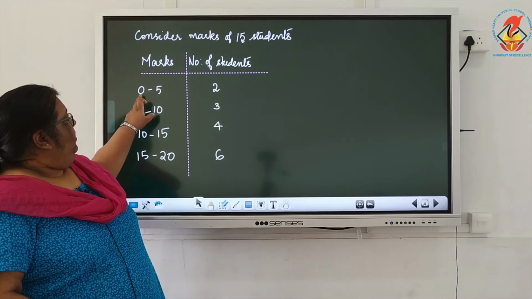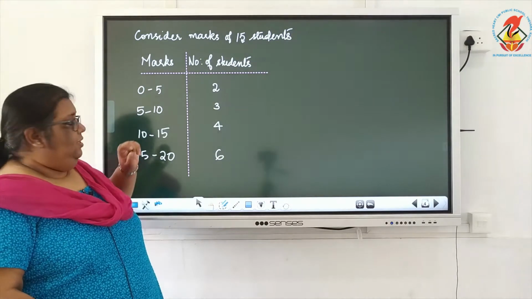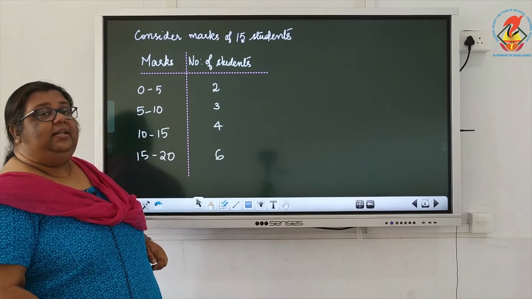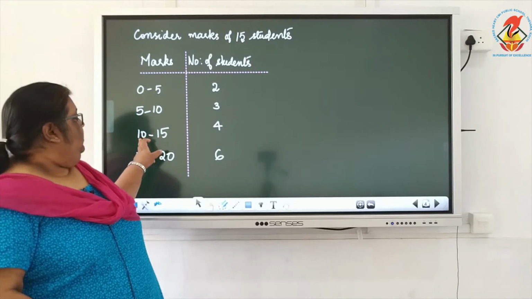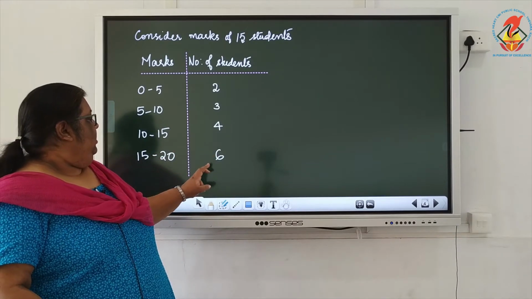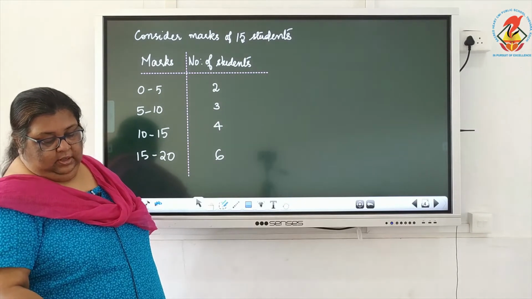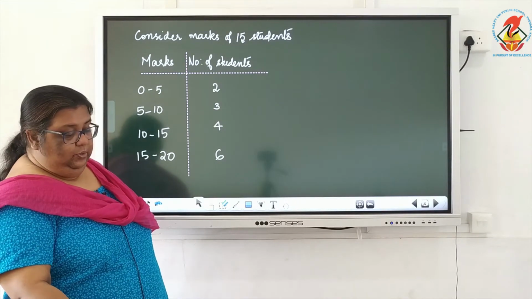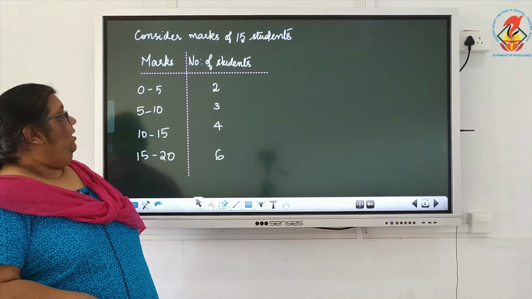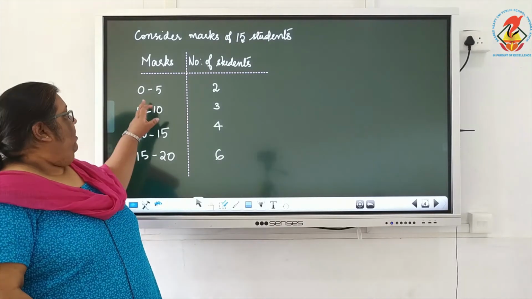That means from 0 to 5 marks, how many students are there? 2 students. Between 5 mark and 10 mark, how many students are there? 3. Between 10 to 15, 4 students, and from 15 to 20, 6 students are there. Okay? Now children, look into the table closely and can you tell me how many students got less than 5 mark? Less than 5 mark.